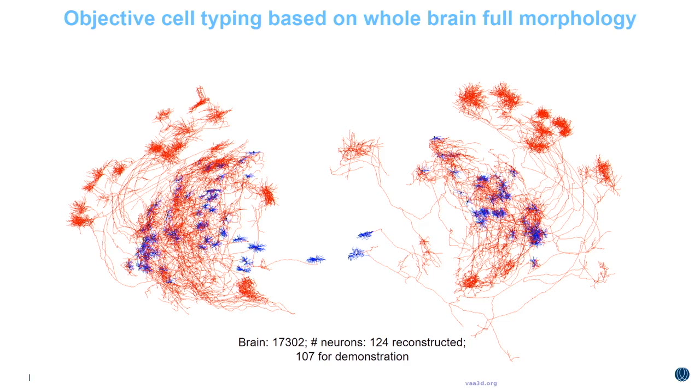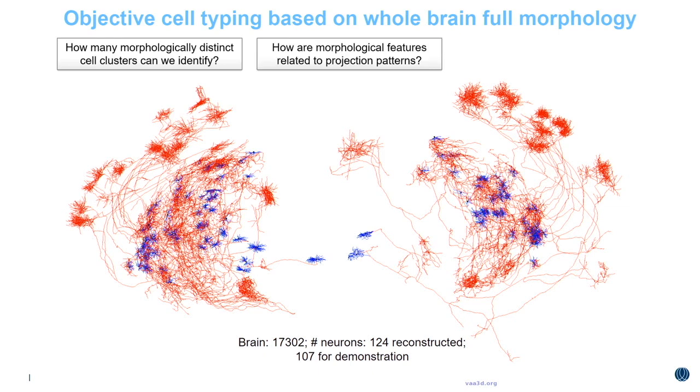So through analysis, we want to answer the following questions. How many morphologically distinct cell types can we identify? How are these morphological features related to projection patterns? And finally, what's the relationship between morphology and functionality?